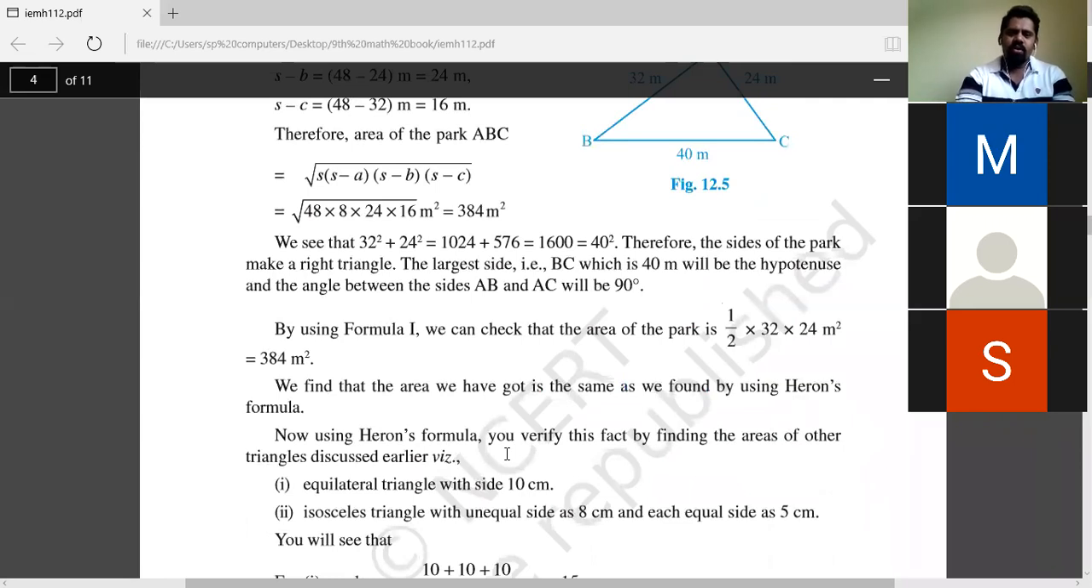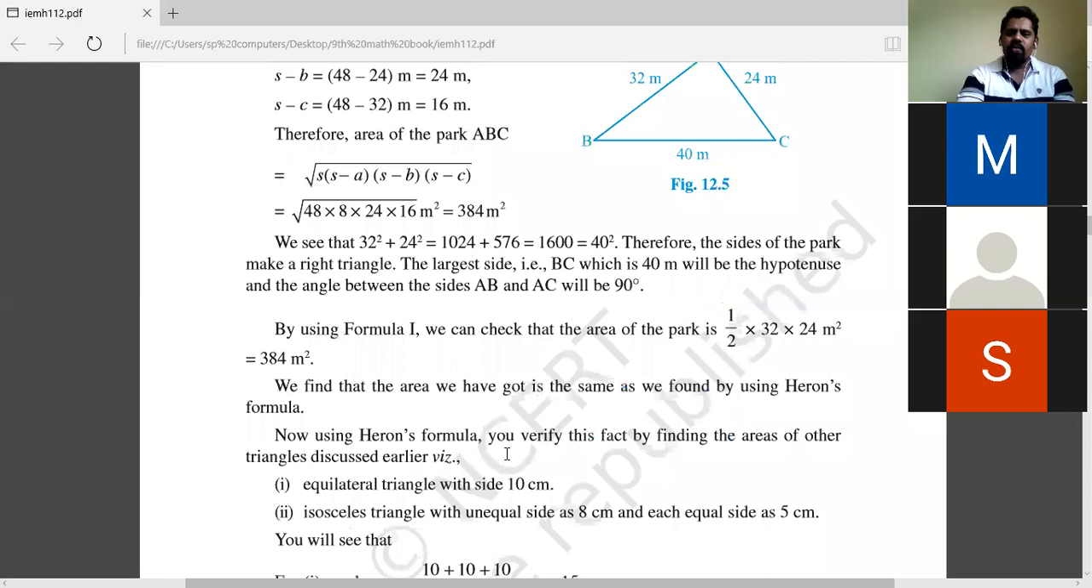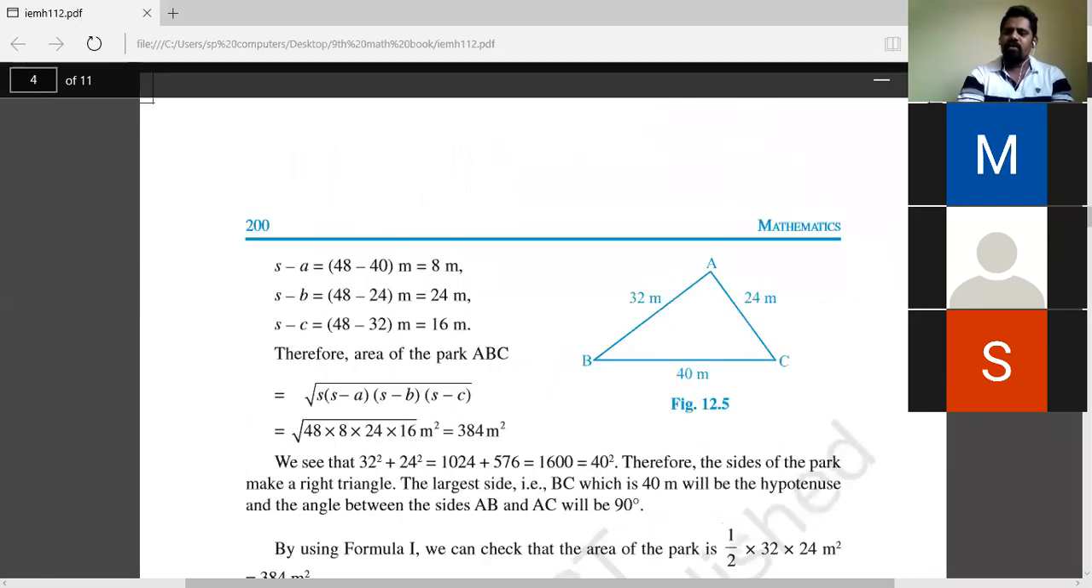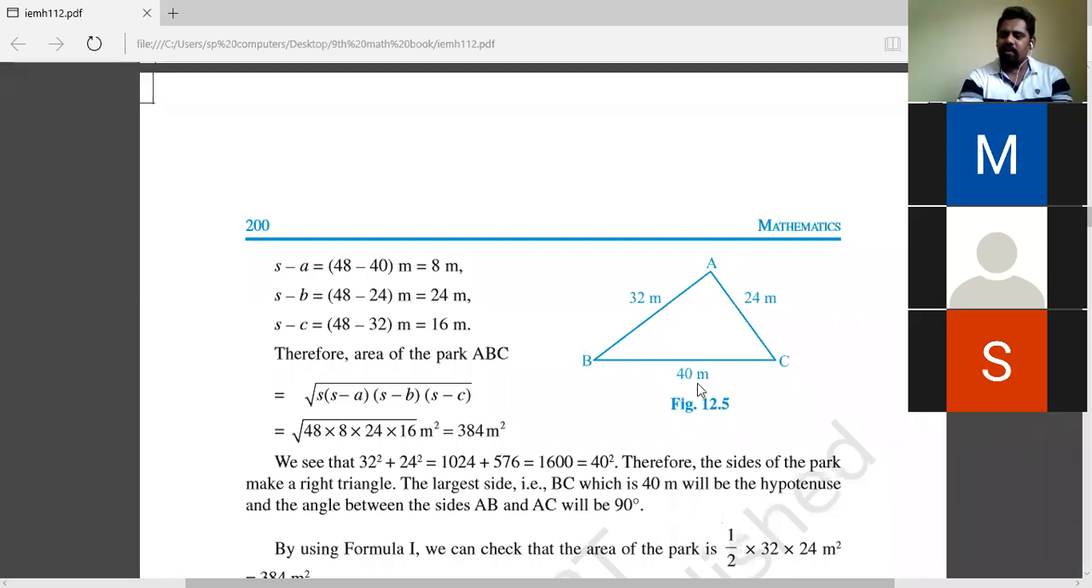Okay. So we see that 32 square plus 24 square is equal to 1024 plus 576, that is 1600, which is equal to 40 square. Therefore, the sides of the park make a right angle triangle. Is it correct or not? Check it: 32 square plus 24 square will be equal to 40 square.